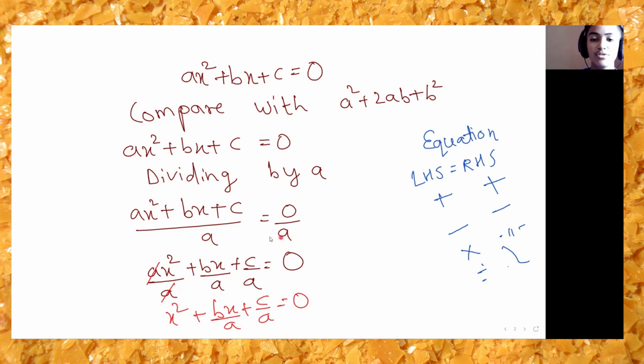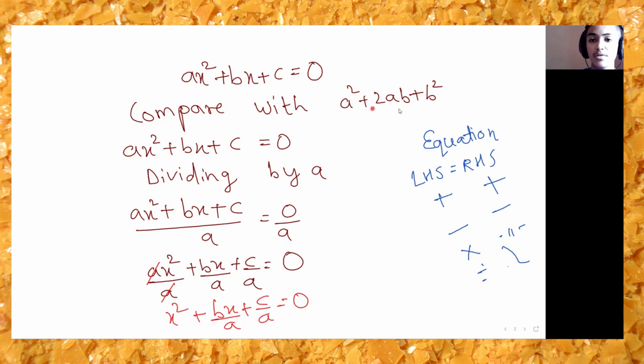Now many of the students will make a mistake here. They will directly cancel a and a. But you should always remember, as there is a plus symbol in between, the a belongs to all 3 terms. So you can't directly cancel a and a. Now we will divide all 3 terms by a: ax square by a plus bx by a plus c by a, and 0 by a is 0. So now you can cancel a and a. So we have x square plus bx by a plus c by a is equal to 0. So now our first term is in the form of a square.